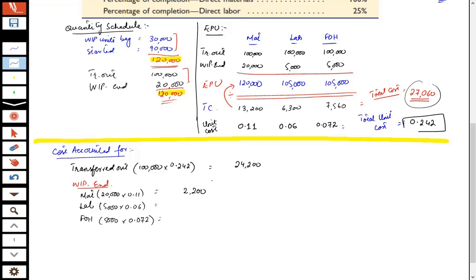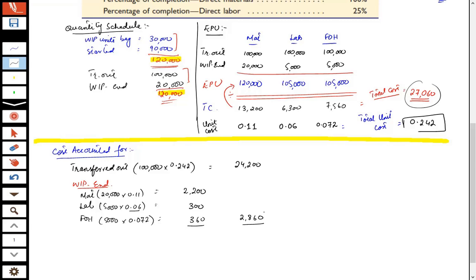5,000 into 0.06, I have 300. Again, 5,000 into 0.072, 360. So the total: 360 plus 300 plus 2,200. It is 2,860.